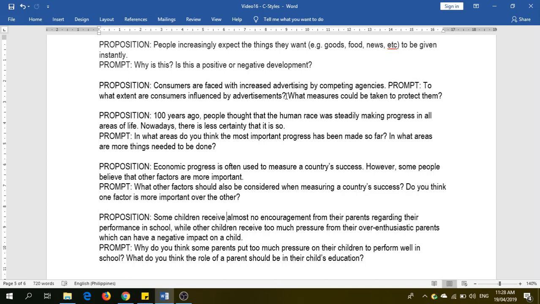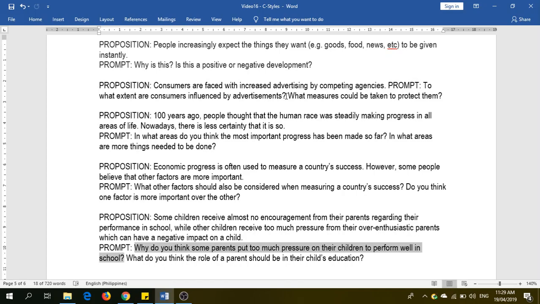And then some children receive almost no encouragement from their parents regarding their performance in school, while other children receive too much pressure from their over-enthusiastic parents, which can have a negative impact on a child. So clearly, there are two sides of the issue there. And then if you notice in the question, why do you think some parents put too much pressure on their children to perform well in school?